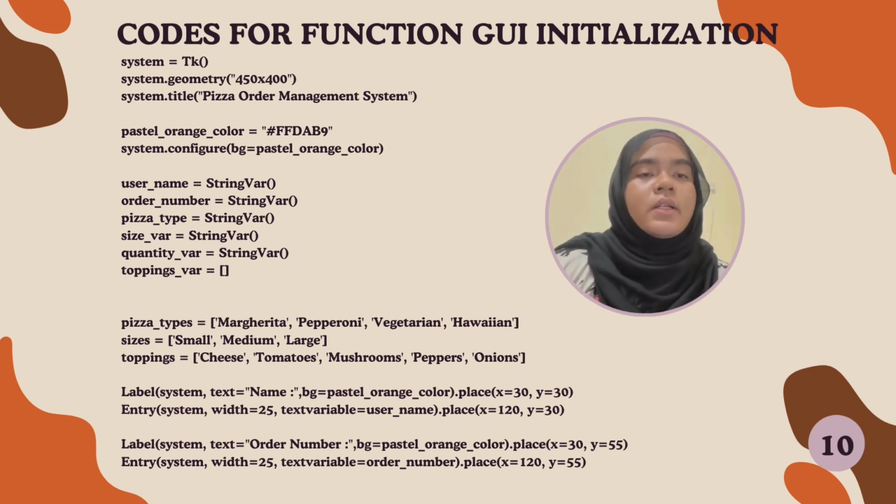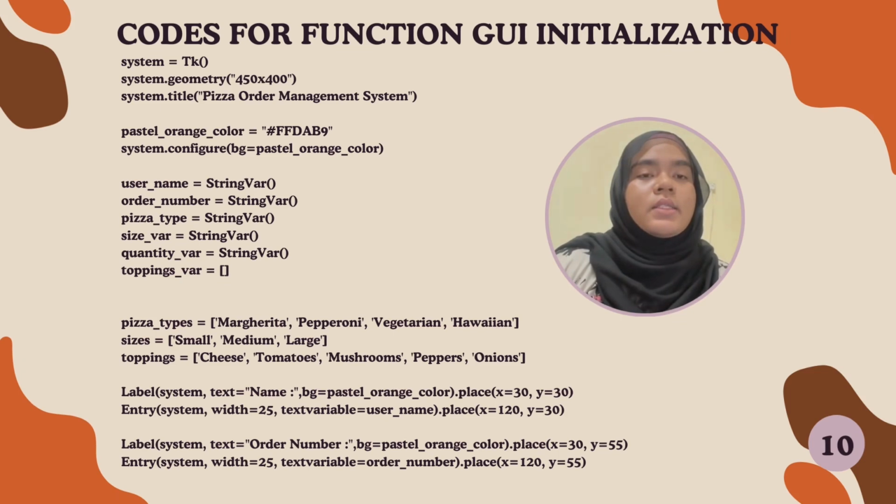Okay, this creates an entry widget, which is a text input field with 25 characters and associated with the username variable. Okay, next is label system text order number, BG pastel orange color, and place X30 Y55. So this creates a label widget with the text order number at the coordinate X30 and Y55.